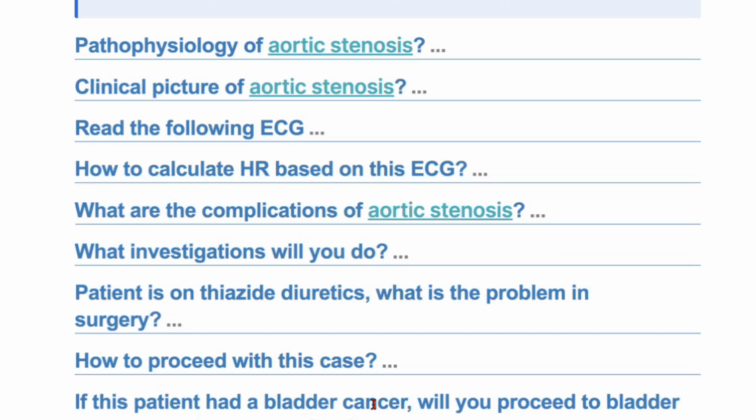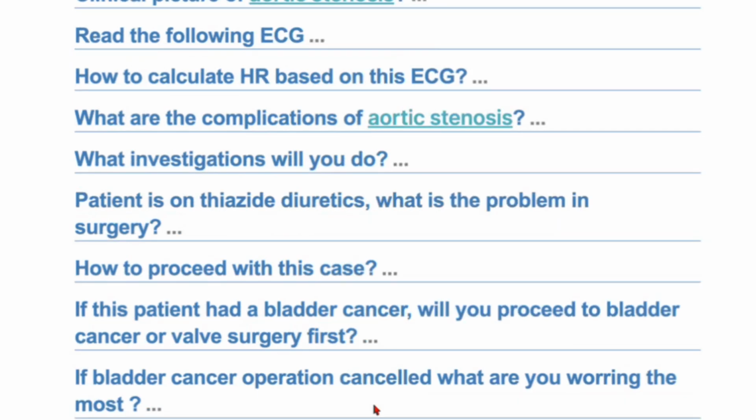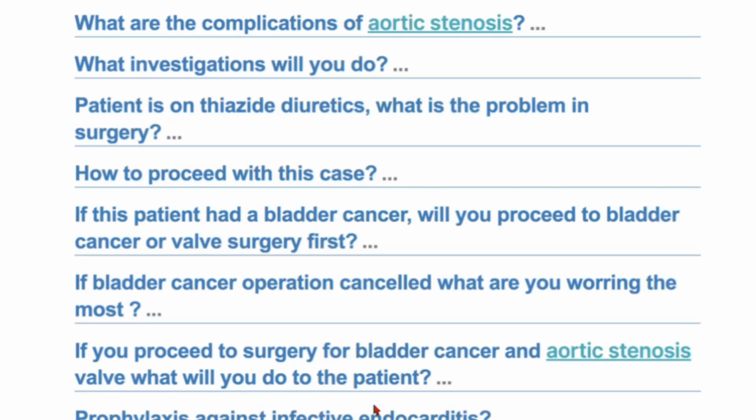Okay. It's very different from the pathology stem, isn't it? Slightly different. It has elements of, for example, heart rate, which also comes up in perforated viscus and AF. Infective endocarditis is also from pathology. There's a lot of overlap. Correct. At least five questions are repeated from aortic stenosis pathology, including the pathophysiology, the clinical picture, how you calculate the heart rate, the complications of aortic stenosis, and the investigations.